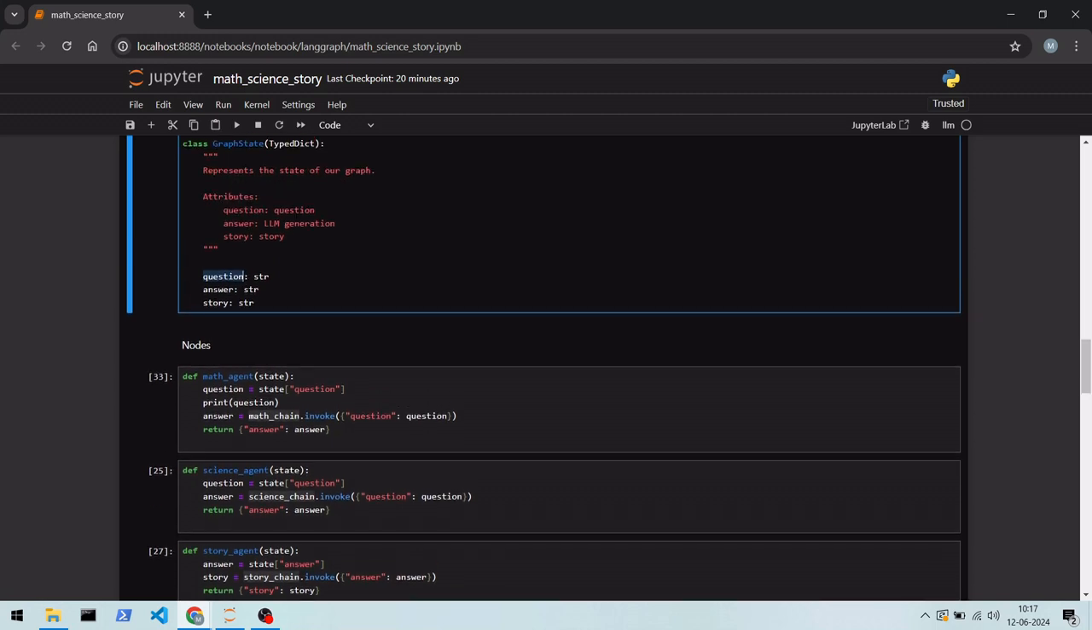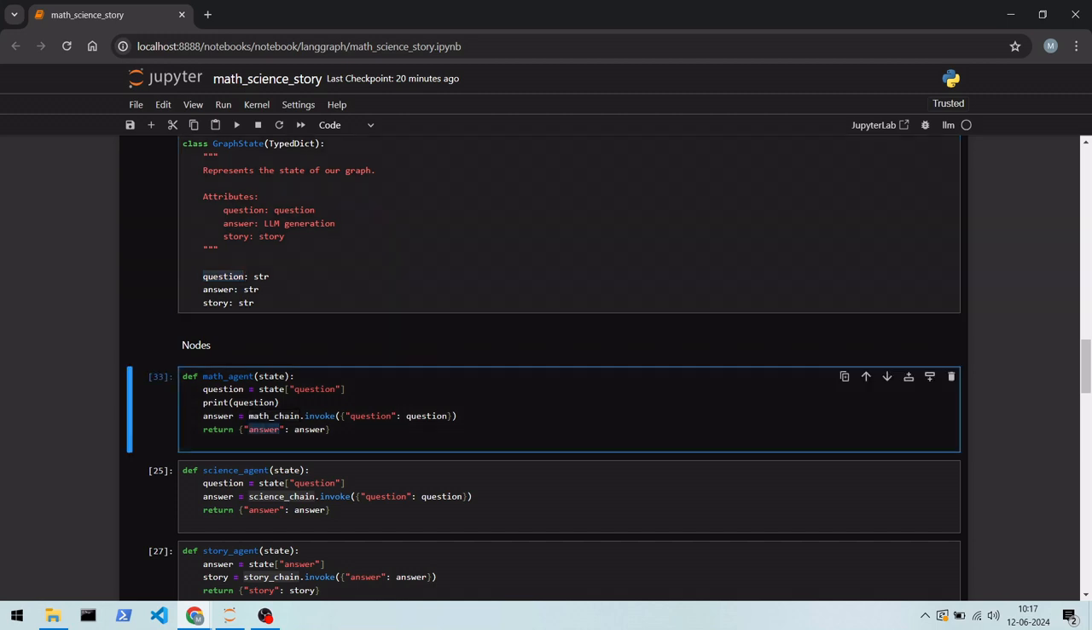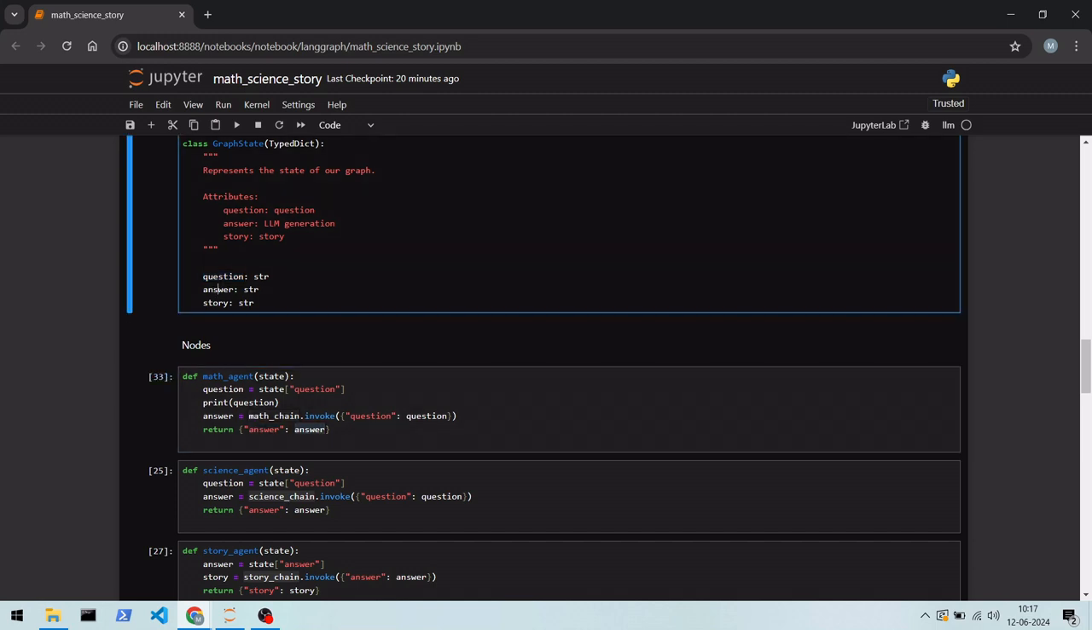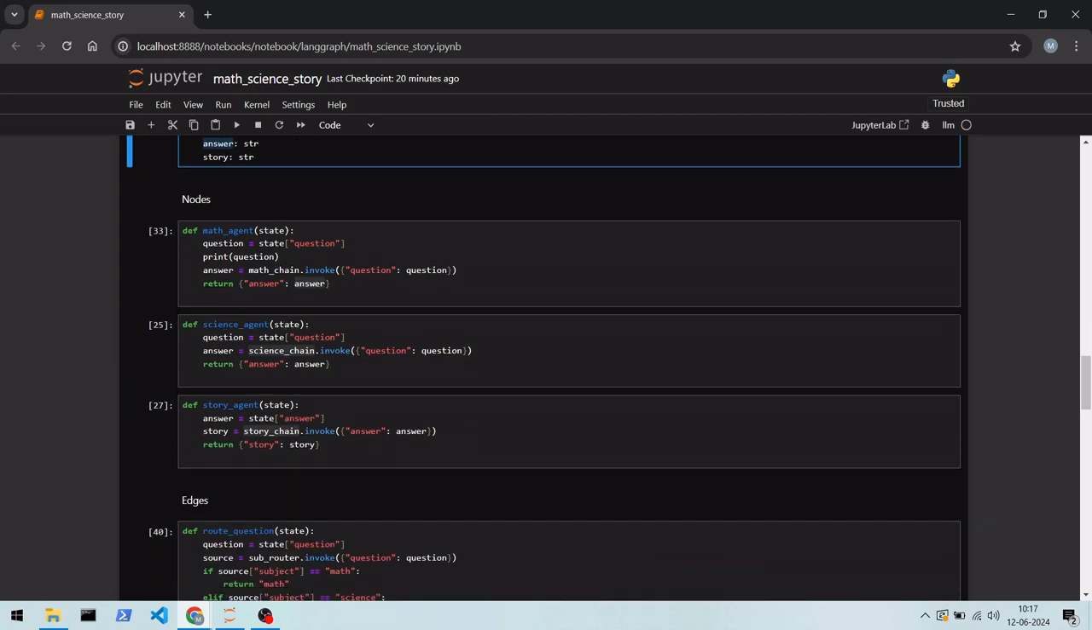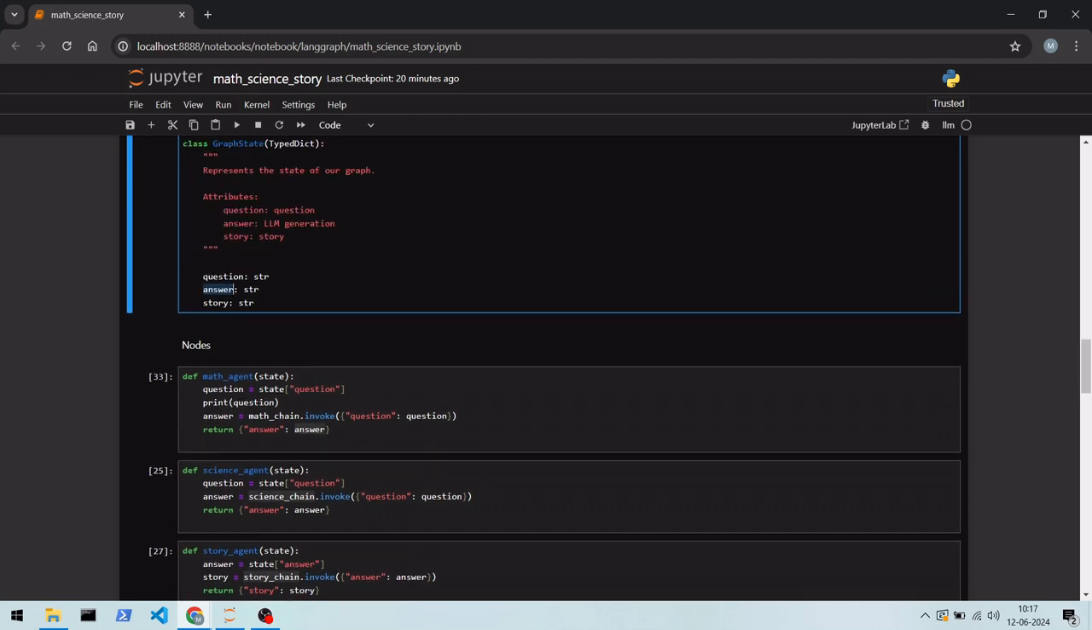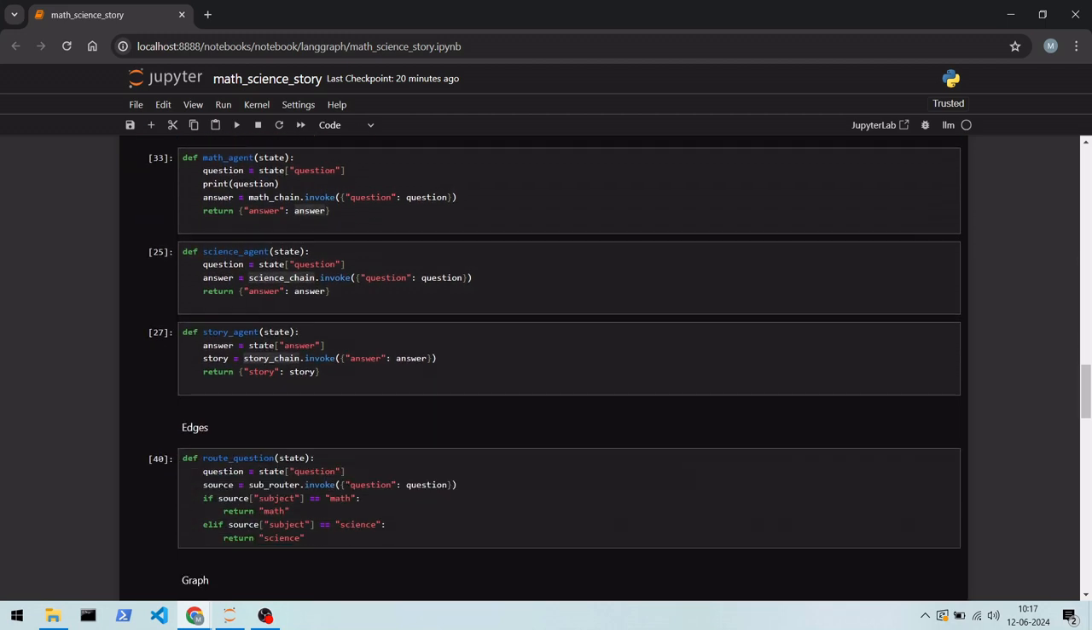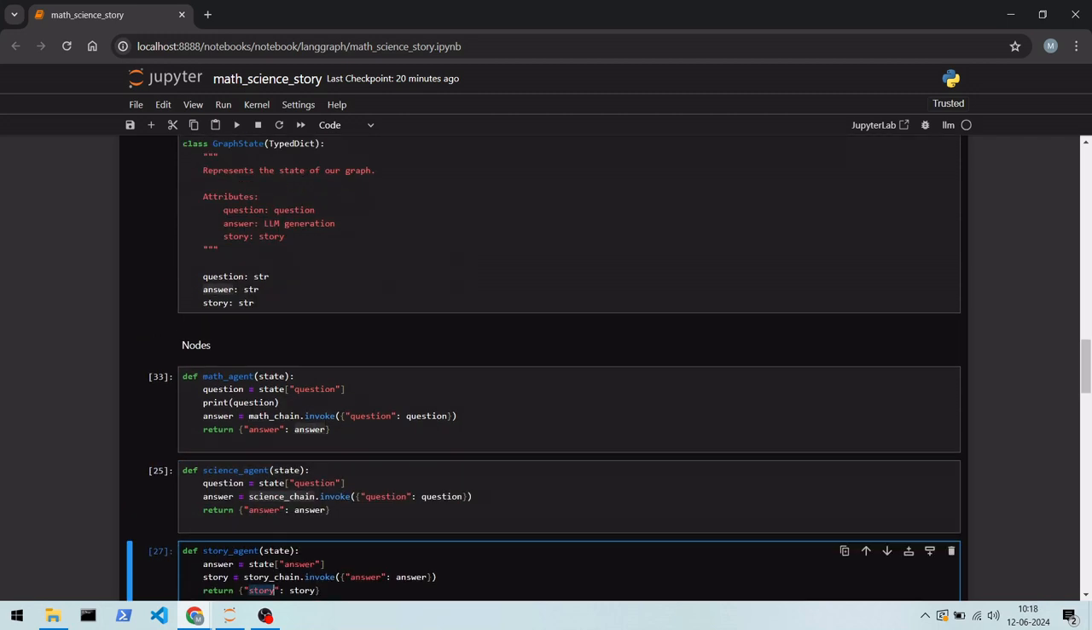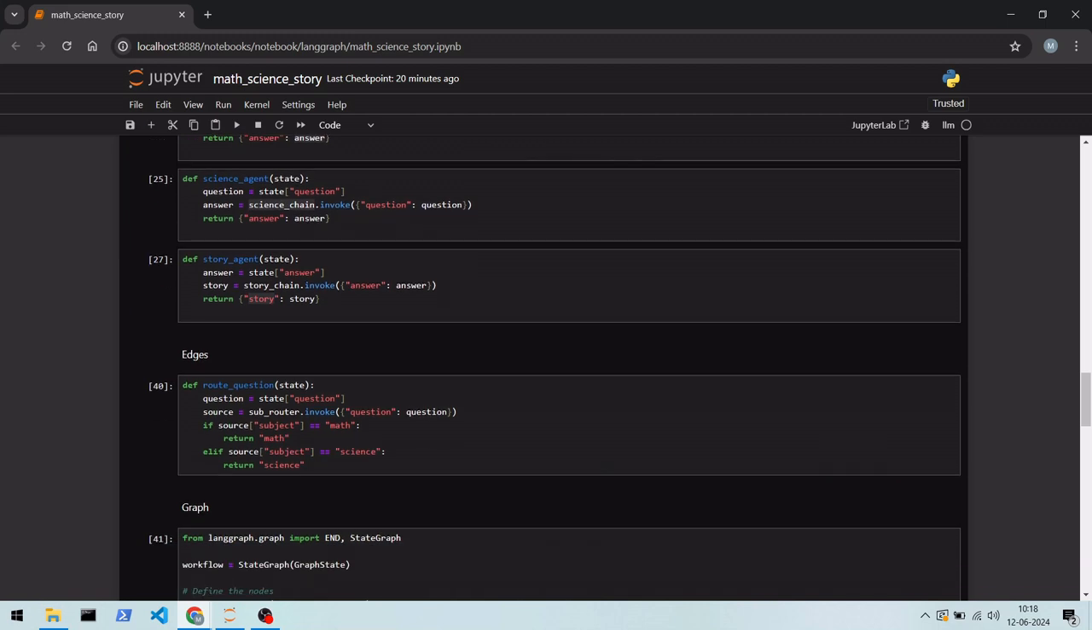So here math agent is updating the answer. So this answer will be updated in the state like that. For the science agent, it is also updating the same answer. Then the story agent updates the story, so here it will be updated in the state.